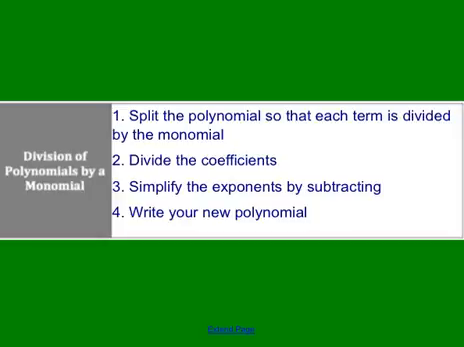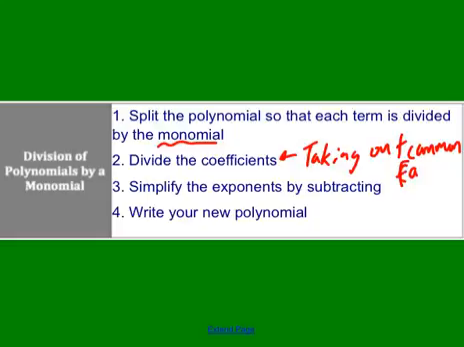So here's the big deal. This is what we're going to do with the division of polynomials by a monomial. So monomial is 1, so it's just going to be 1 variable. Divide the coefficients, right? So you're taking out common factors when you do this. You're taking out all the common factors. Simplify the exponents and write your new polynomial.